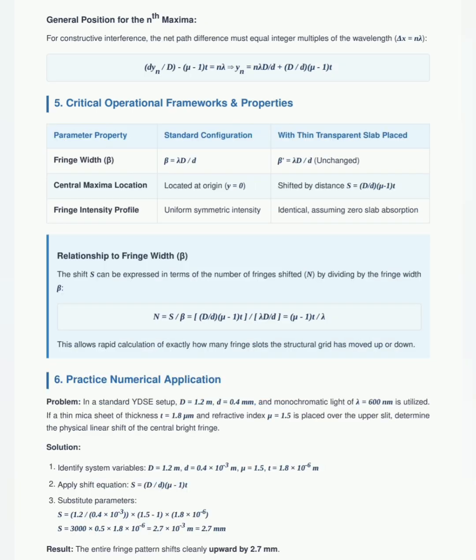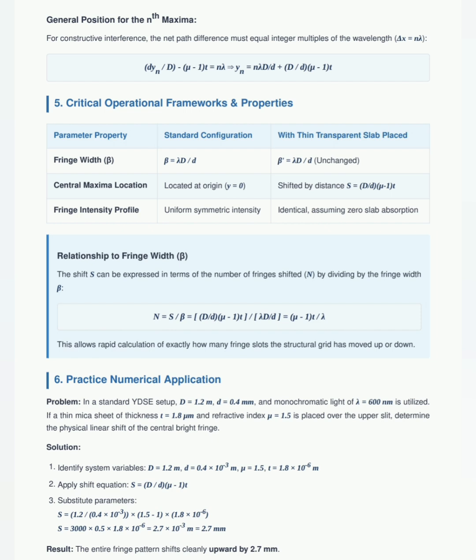Now let's see how to find the general position for the nth maxima. For constructive interference, the net path difference will be n lambda, delta x equal to n lambda. So if we use this, yn, the position of the nth maxima, will be n lambda capital D by small d plus capital D by d into (mu minus 1)t.